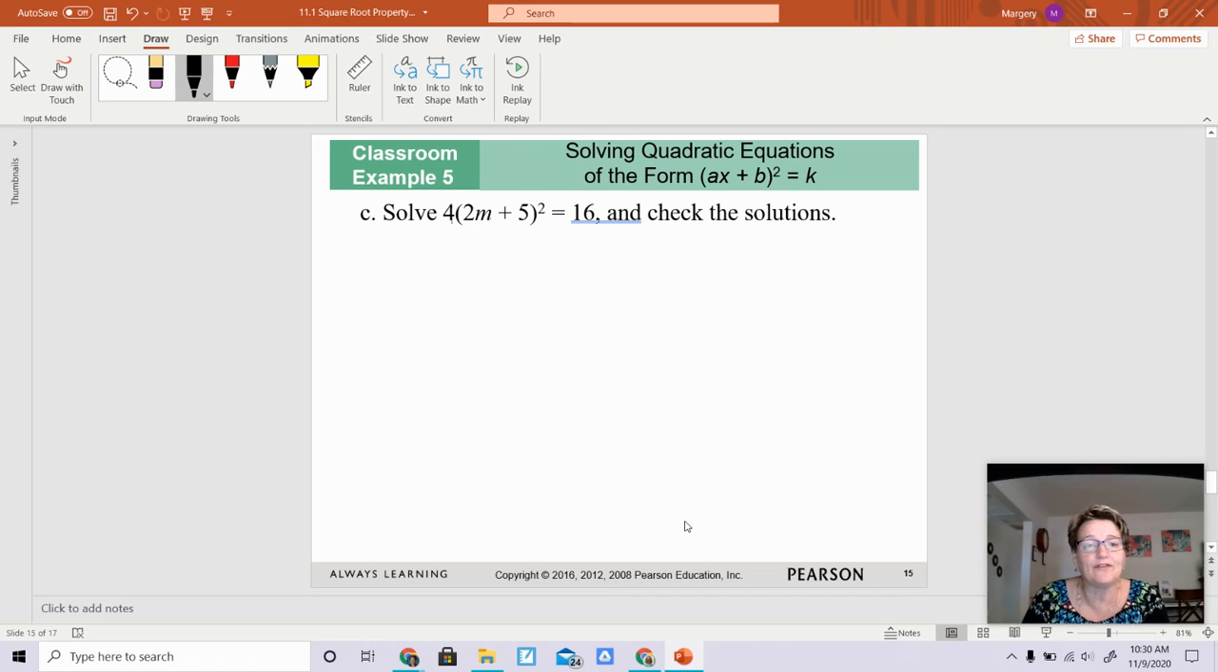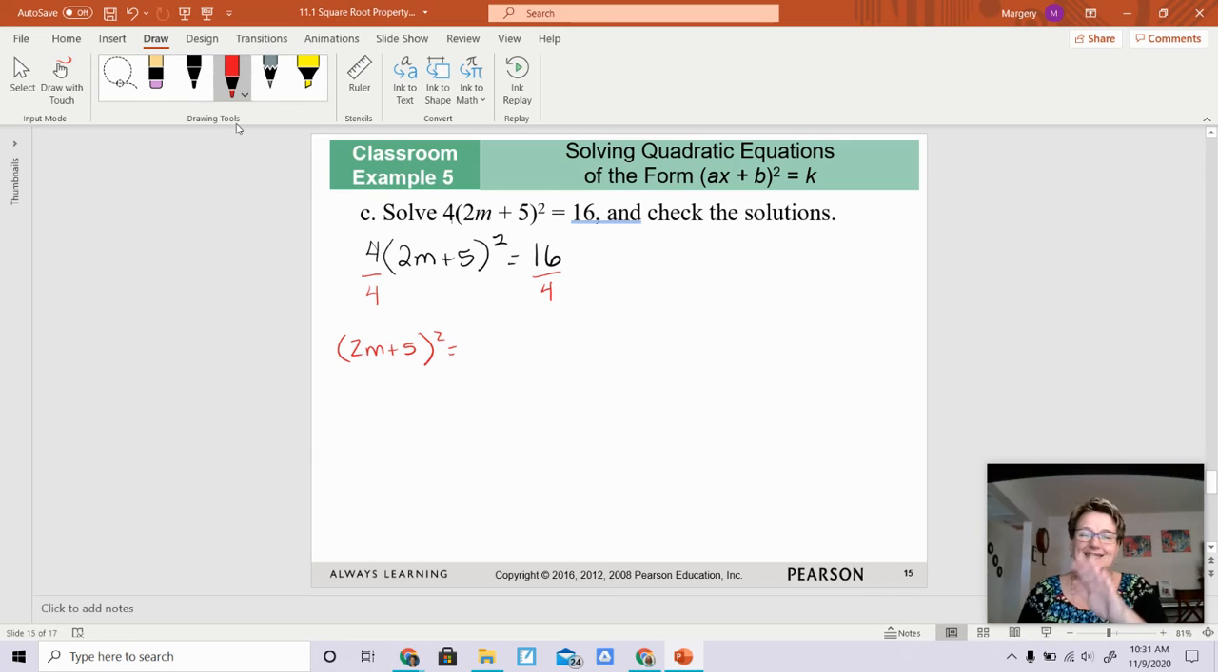There is a number in front. So we have 4 times the quantity of 2m plus 5 squared equals 16. You cannot square root this at the moment because the parenthesis being squared is not alone. There's actually a number in front of it. You've got to get rid of that before you square root it. So I'm going to divide both sides by 4. It's going to leave me with 2m plus 5 squared equals 16 divided by 4, which is 4.